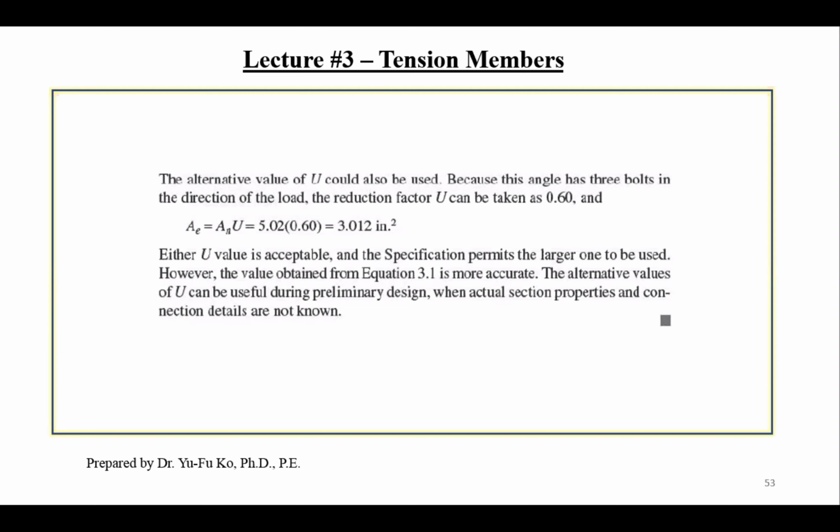Will the U value always make the effective area less than the net area? The U value will make AE smaller than the net area. So the U is always less than 1. This is always a reduction. Okay, thanks. Any other questions or discussions about this? No, sir. Okay.